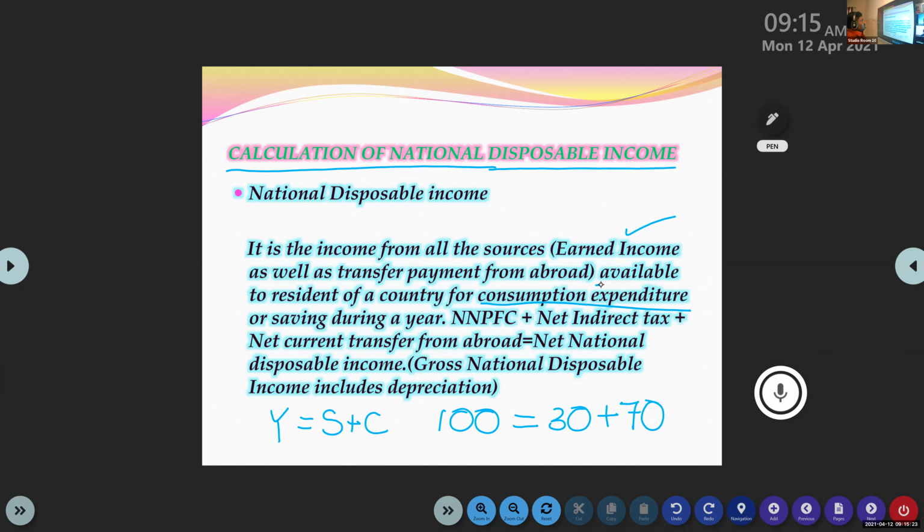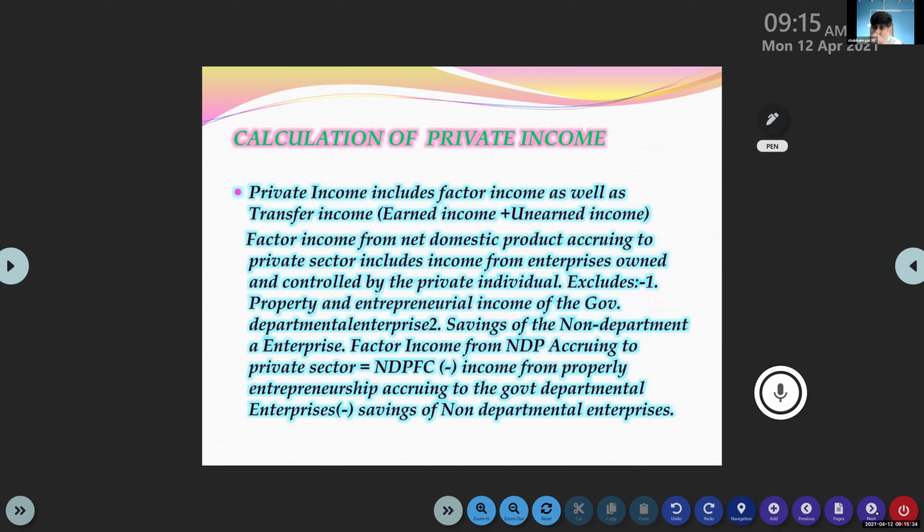Completed? Yes, sir. Okay, moving forward. Next one, we know that the private income of the individuals. Private income, right? Each and every individual is earning money, right? So calculation of private income.